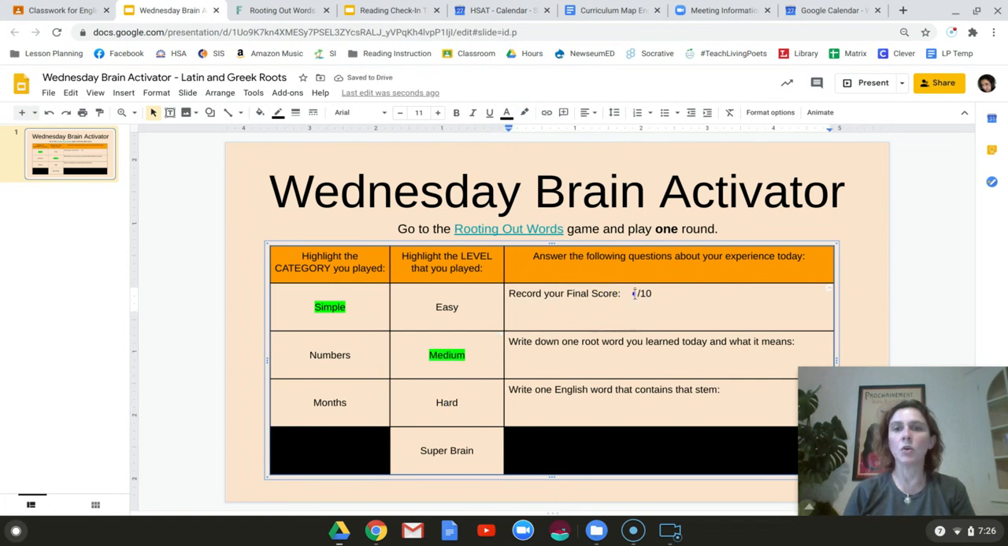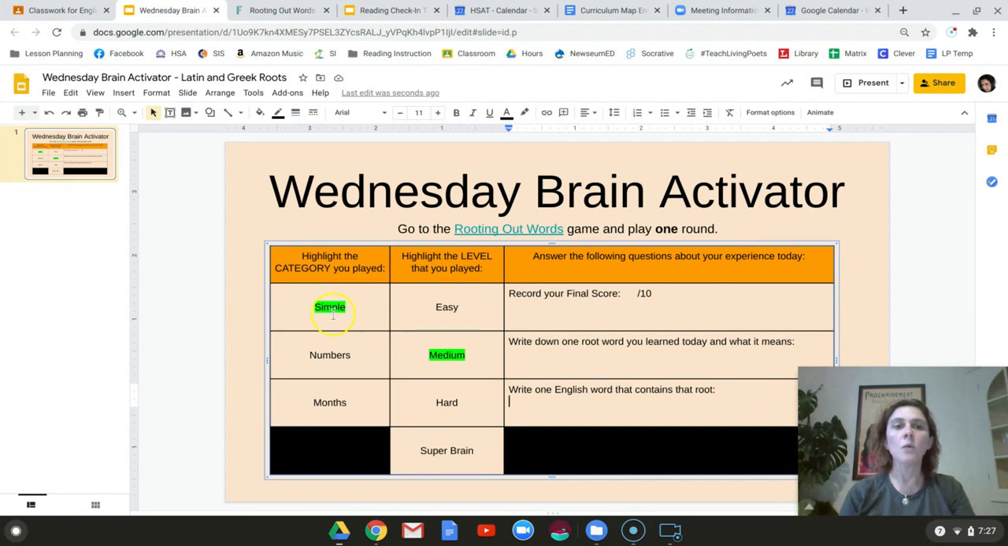I'm going to record my final score. How many did I get right out of 10? Write one root word that I learned today and what it means. I know that inter means between, so I would type inter. It means between. And then write one English word that contains that root. I'm going to change that to root to keep the words consistent. Okay. So I might type intercept.